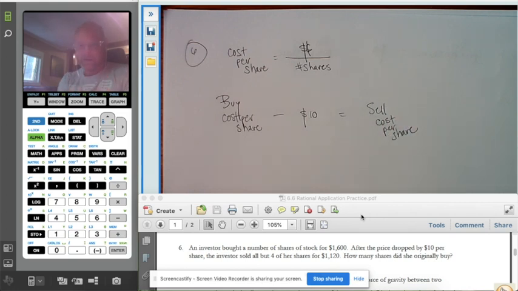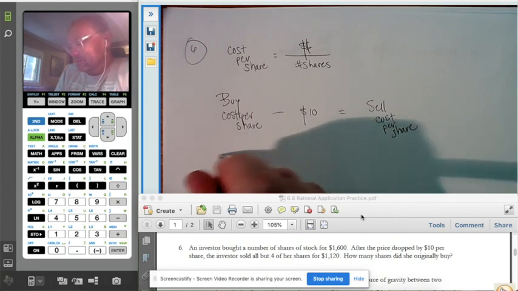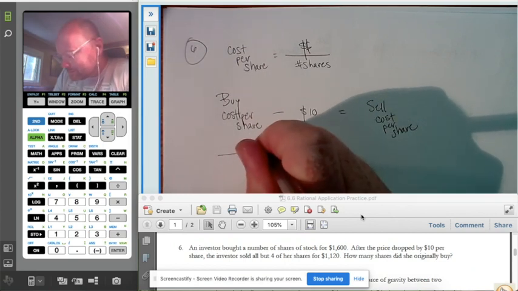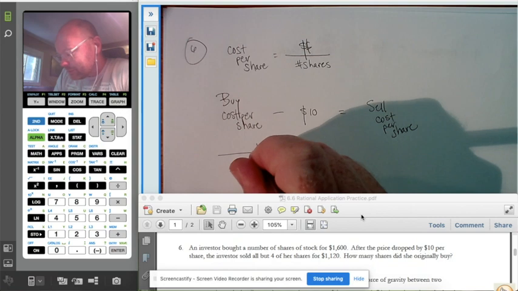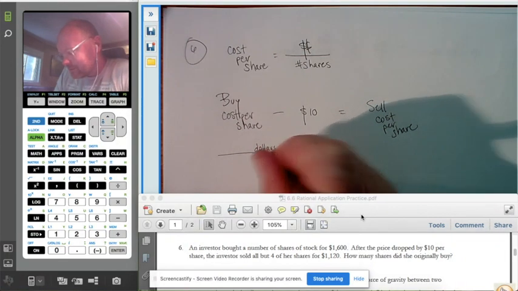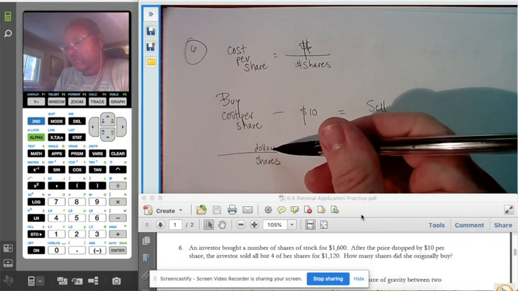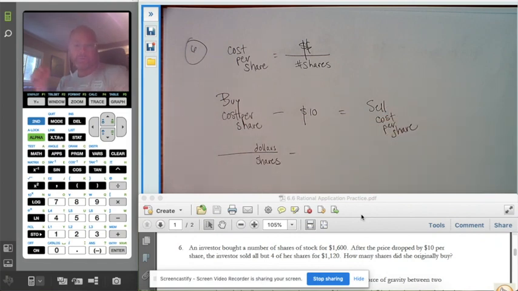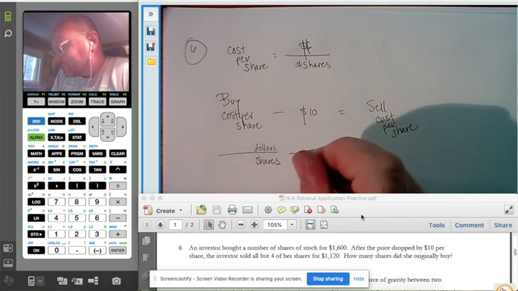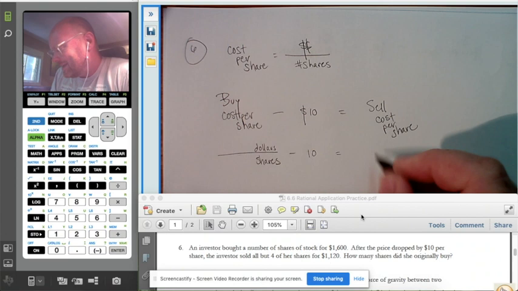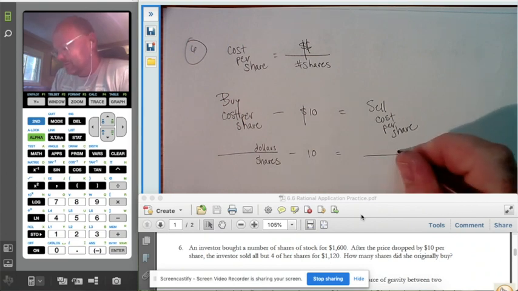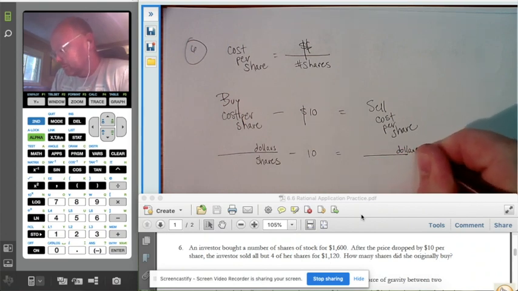So how are we writing these ratios? What is the cost per share? Well, the cost per share is dollars over shares, the number of shares. So I'm going to take some number of dollars per share when she's buying the stock. I'm going to subtract $10, and that's going to leave me with a different amount of dollars per share.